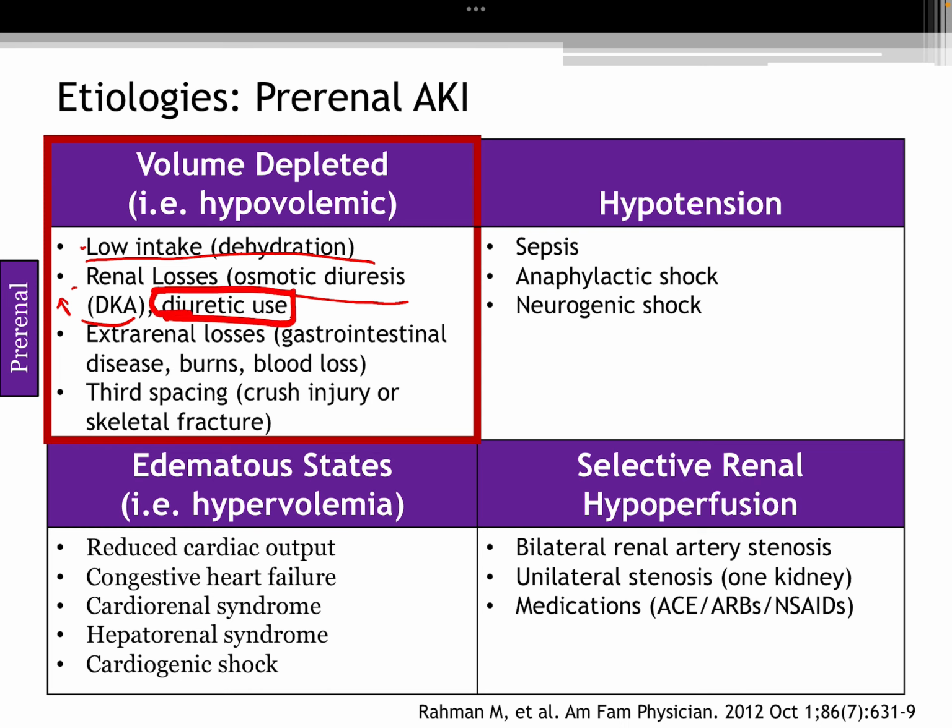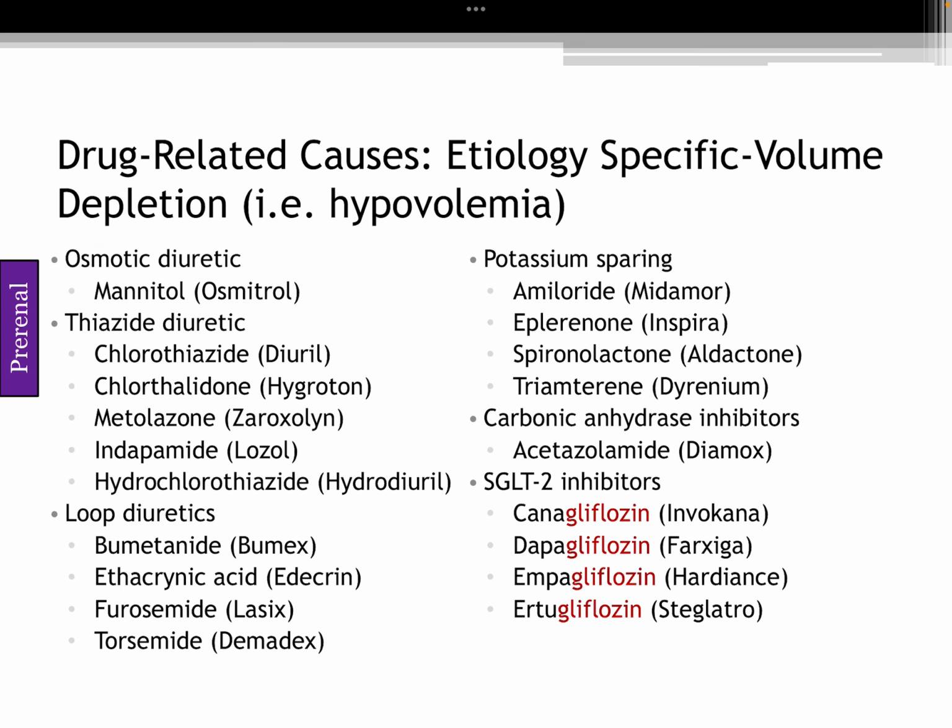And then we have extrarenal losses such as gastrointestinal disease, burns, and blood loss. Another good example of this is diarrhea. If you guys remember me teaching you about diarrhea, a lot of those patients had elevated BUN and serum creatinines and were dehydrated. And then third spacing due to crush injury or skeletal fracture. This is where the body really makes fluid go into that third space due to an injury. And this thus causes volume depletion throughout the rest of the body.